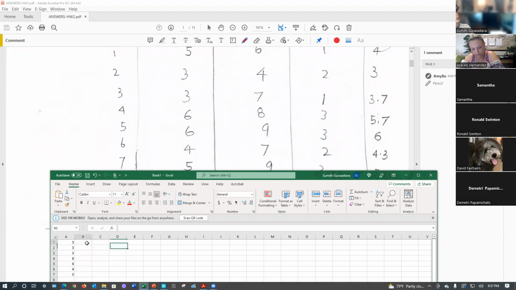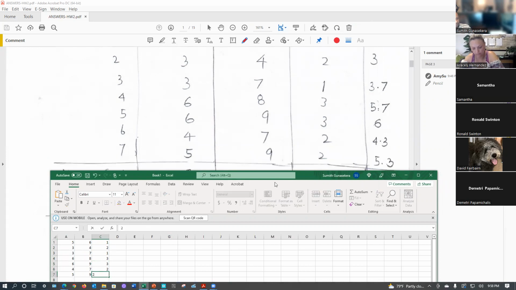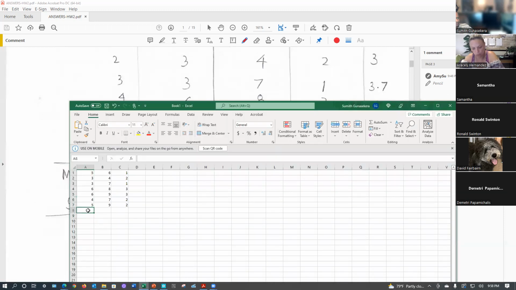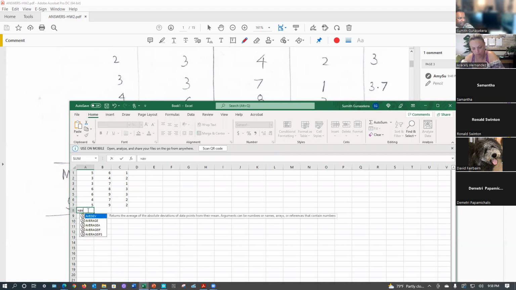The other one: 6 4 7 8, 6 2 7 8, 9. The other one: 1 2, 3 2 3. Now get the averages.